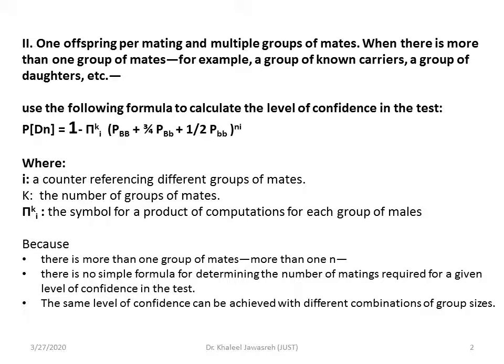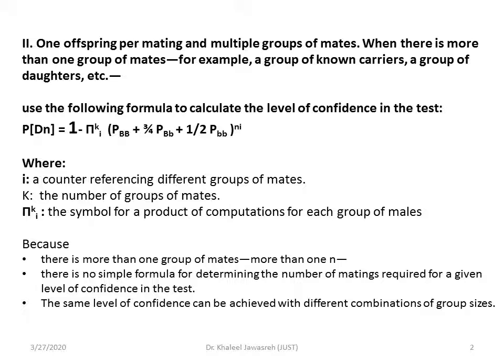Also, in the second case, the previous case was using just one offspring per mating, one offspring per mating and a single uniform mating type. Here we'll use multiple groups of mates, when there is more than one group of mates, for example, a group of known carriers, a group of daughters, and so on. We do need to use the following formula to calculate the level of confidence for the test.